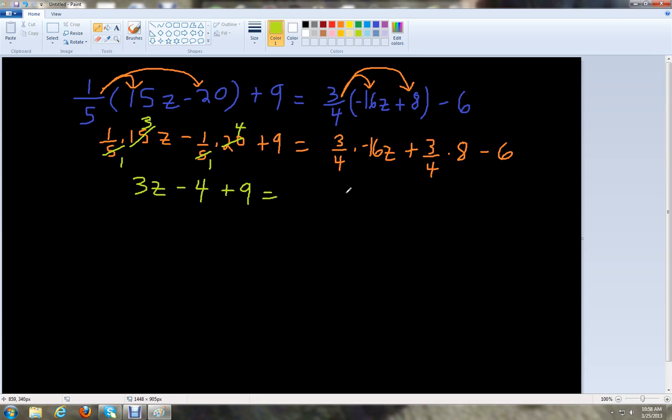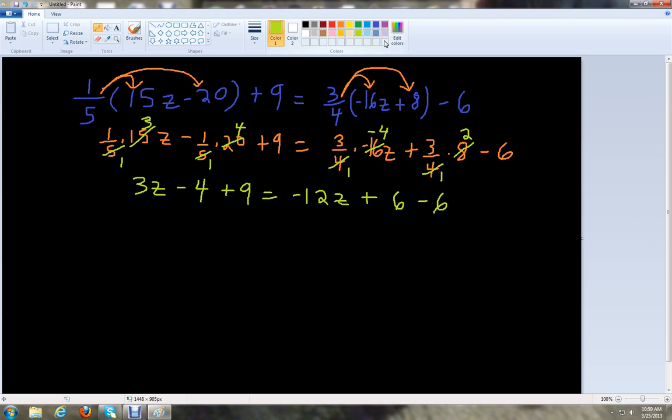equals, and then we do exactly the same thing over here. We're going to have the 4 goes in negative 16. We cancel out the 4, make it a 1. And then since it's negative, we're going to have 4 into negative 16. It's negative 4 times. And then 3 times negative 4z. 3 times negative 4 is negative 12. And then we just put the z. And then we have plus 3/4 times 8. Cross out 4, make it a 1. 4 goes into 8 2 times. We have 2. And then 3 times 2 is 6. 6 minus 6. Okay.